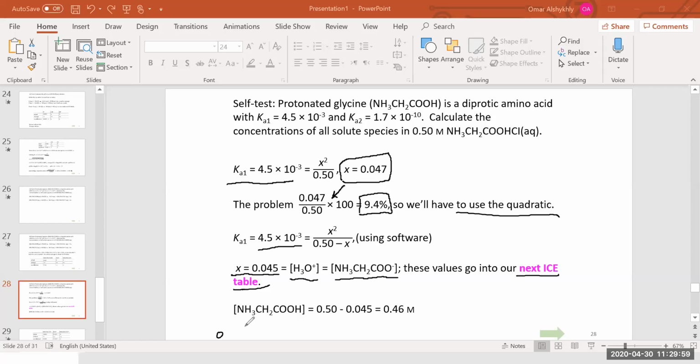For the original acid, NH3CH2COOH, at equilibrium it will be 0.5 minus 0.045, which equals 0.46 molar. We need the concentration of all solute species, guys, so we need it. So we have this one, this is the first one. Now we need to calculate the others. So let's go to the other slide.